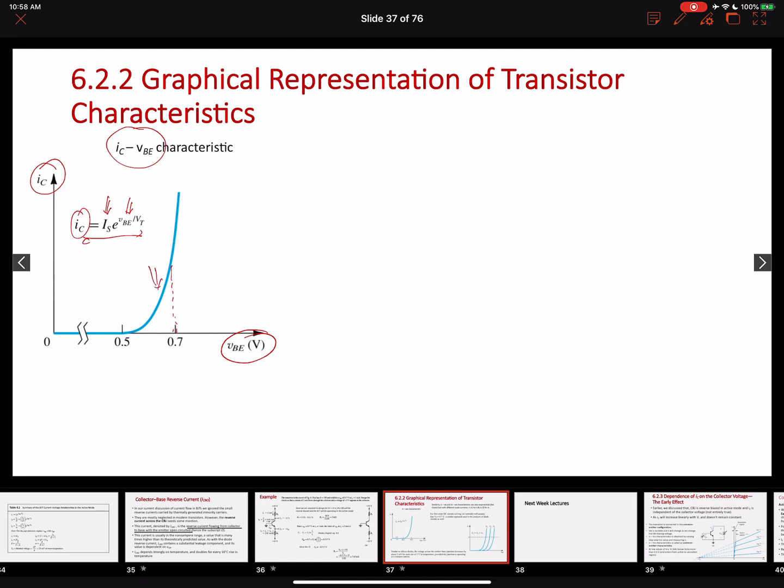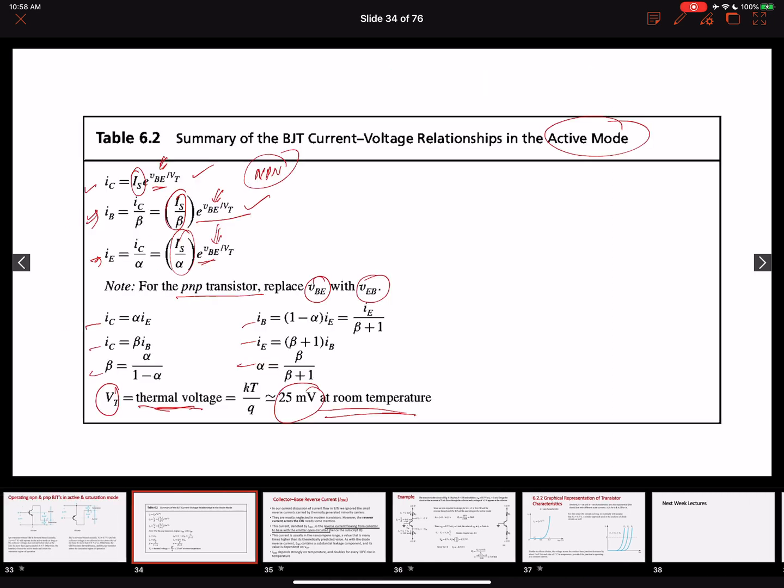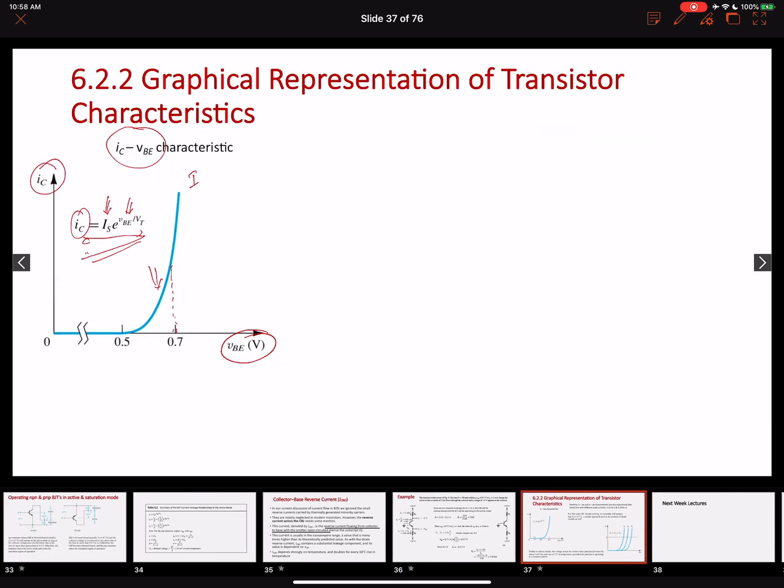Similarly, we know that, right? So this is our IC, and we know that our other equations are, if you go back over here, our IB is IS over beta, and e raised to power VBE over VT, and IE is IS over alpha, e raised to power VBE over VT. So these are the scaling currents, and otherwise the relationships will be exactly the same, exponential, and will depend on the biasing potential.